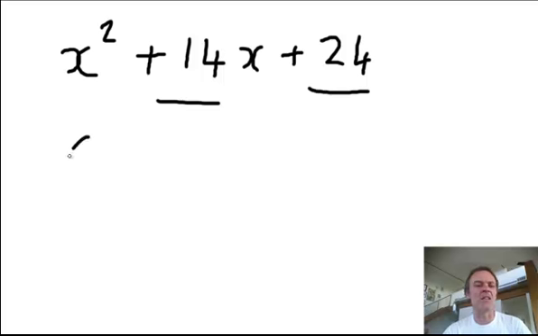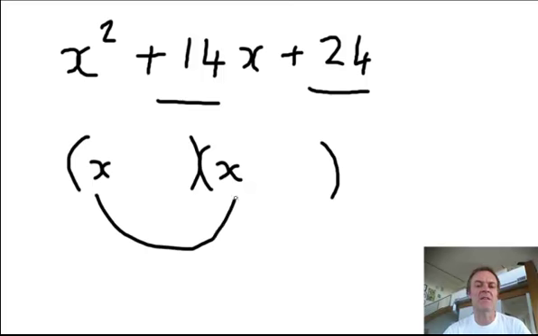Now the x squared is always going to come from x times x. There is x squared if you know your FOILs, okay? So x times x will give me the x squared at the start. Now I just need the two numbers that make 24 when you multiply, 14 when you add. And remember, we said that was positive 12 and positive 2. Okay? And then that's the answer.